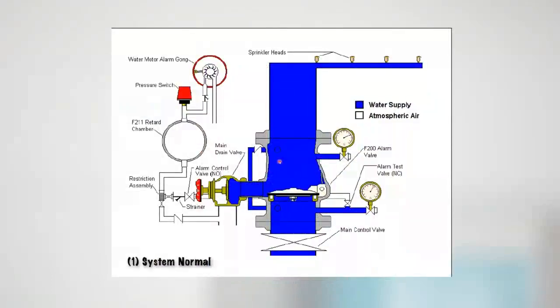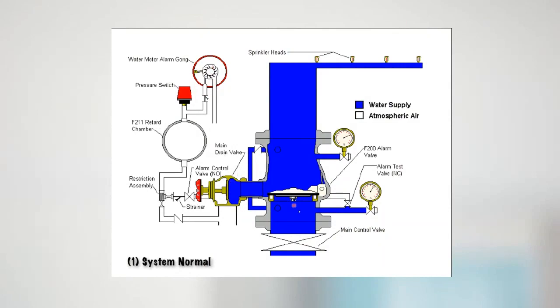Right, so how does it work? Wet systems work in such a way that the alarm control valve is here, and inside the alarm control valve is what's called a clapper. The reason we call it a clapper is because it makes a clapping noise, nothing more than that. And the clapper sits over an annular ring, and on that annular ring there is a tap which then feeds over to a retard chamber, up to a pressure switch, and a gong, a water motor alarm gong.